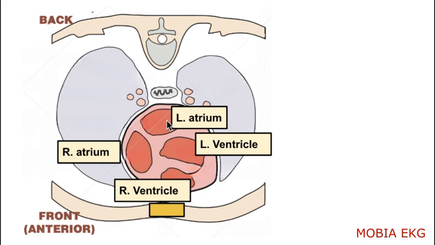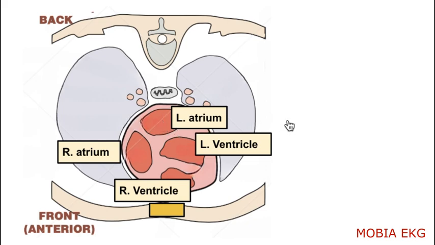TEE stands for transesophageal echocardiography. During this test, the patient swallows the echocardiogram probe down to the mid part of the esophagus, and we can evaluate and find possible abnormalities inside the left atrium.